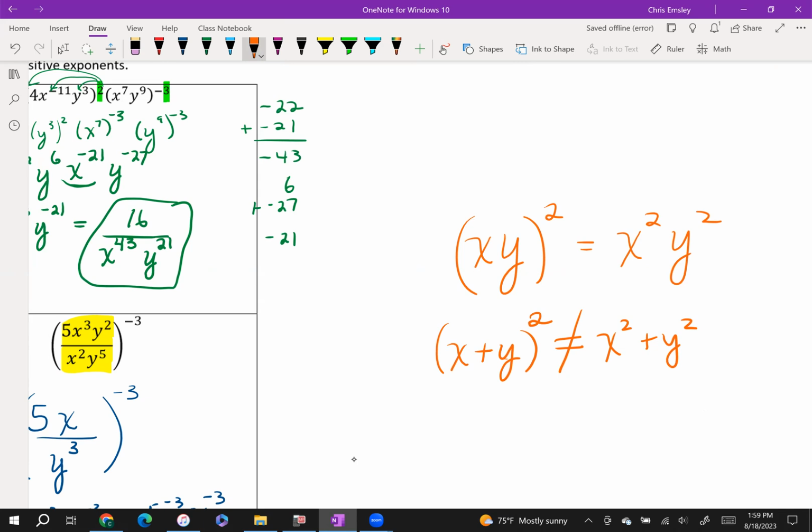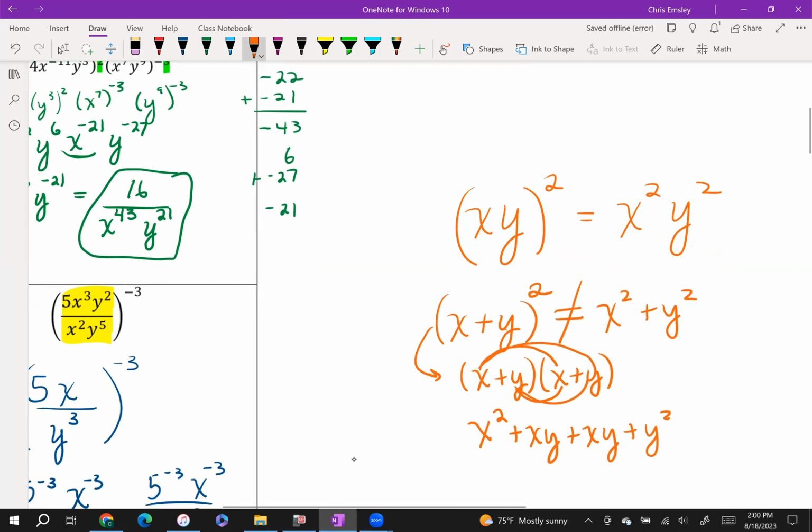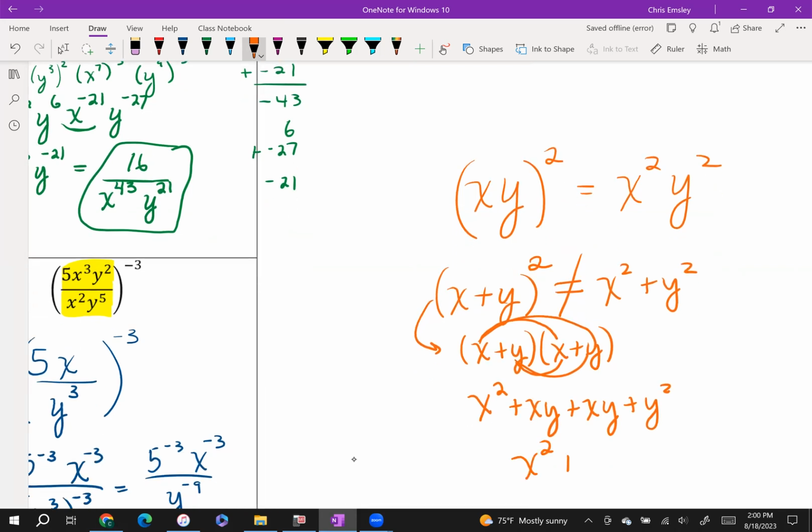Well, why isn't it true? Well, let's write it out. X plus y, squared, is x plus y times x plus y. That's what we mean when we square something, right? We multiply it together 2 times. And to figure this out, we can't just say it's x squared and y squared. We have to FOIL this out. We get an x squared. We get an xy. We get another xy. And we get a y squared. So you can see it's actually equal to x squared plus 2xy plus y squared.